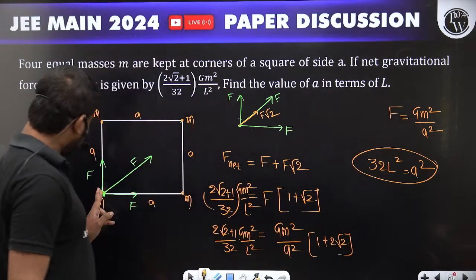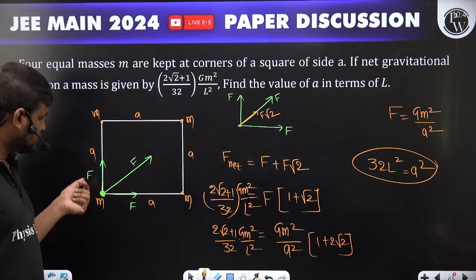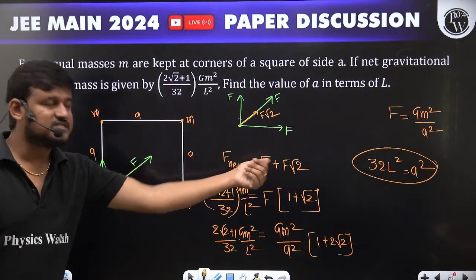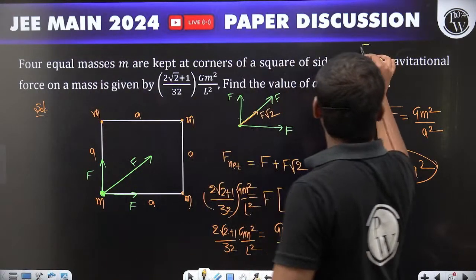So understand the basic concept, that's it. Okay, so we calculated the net force acting on one mass. The force F this side and F this side, so the resultant will be F root 2. So the net force will be F root 2 plus F. That's it. So this question is also an easy one.